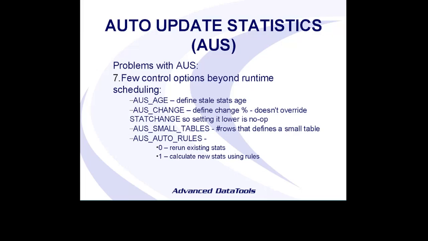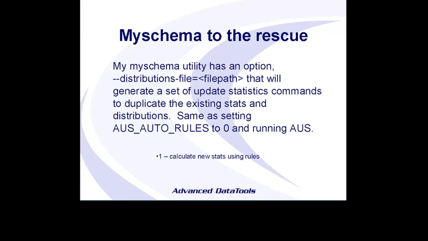Okay. One of the ways you can get your stats is to use my MySchema utility, which we'll talk about later in more depth, but it has an option --distributions-file, and you give it a file name that will generate a set of update statistics commands to duplicate the distributions and stats that are already in your database. So that's equivalent to running auto update statistics with auto rules set to 0. Okay. So you can do that quickly using that. And since that's fairly static, you can just do that once into a file and execute that as a script, as an SQL script.